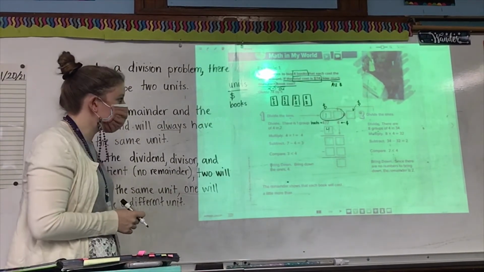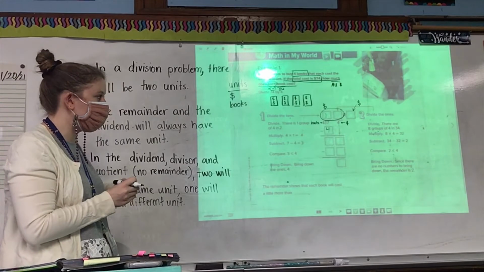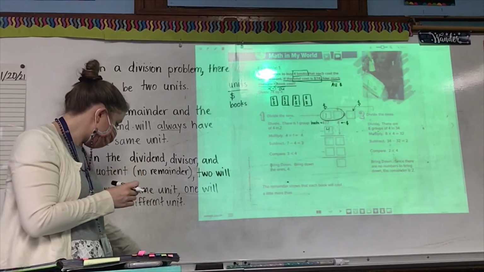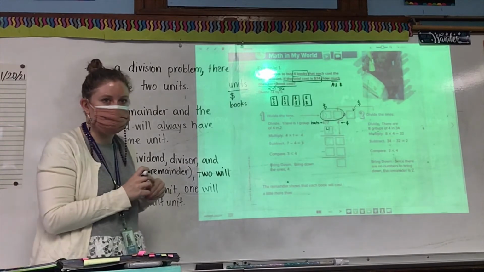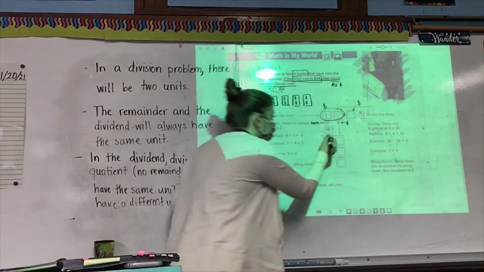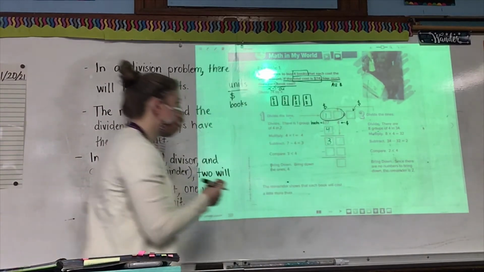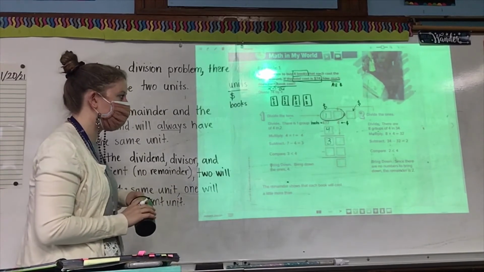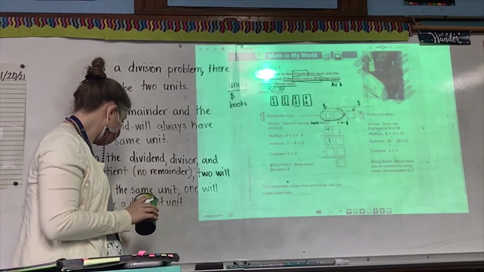Next, we subtract the answer to our multiplication problem from the first digit in the divisor. Cullen, what's the answer? 3. 7 minus 4, the answer to our multiplication problem, is 3.